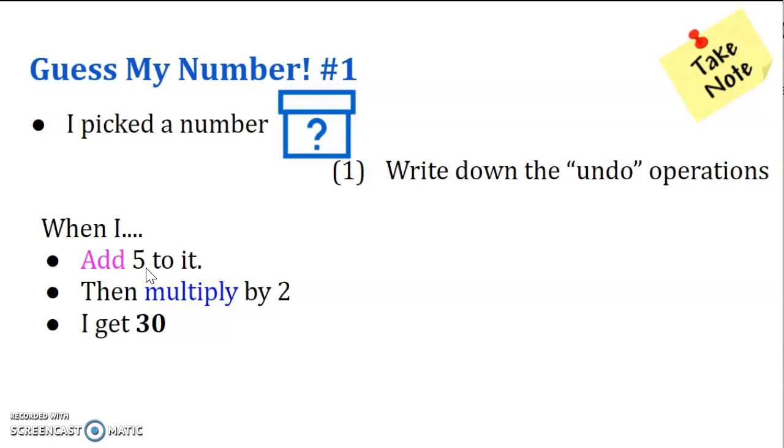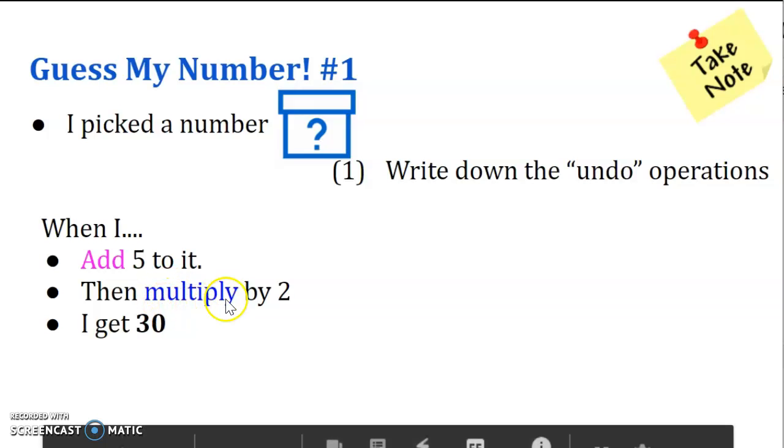To undo, to take your shoes off and to take your socks off, you don't start off by taking your socks off first. You need to take your shoes off first and then your socks off. So you need to do what was done last, followed by what you did first. You have to go in the reverse order. So not only do we do the opposite operation, but we also need to do it in the reverse order.